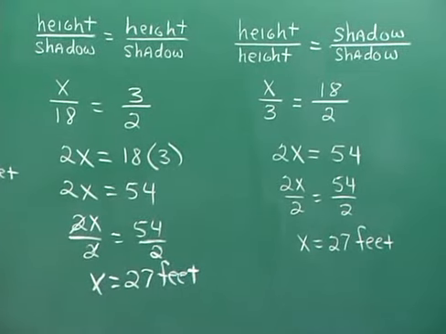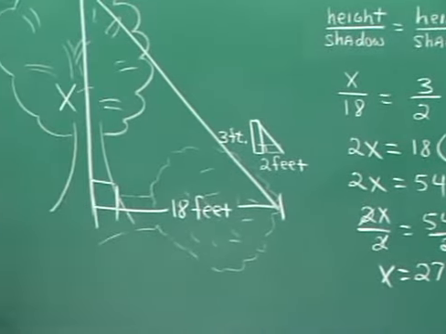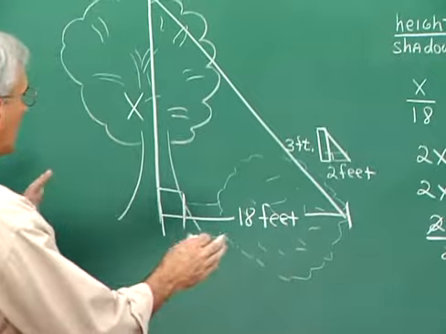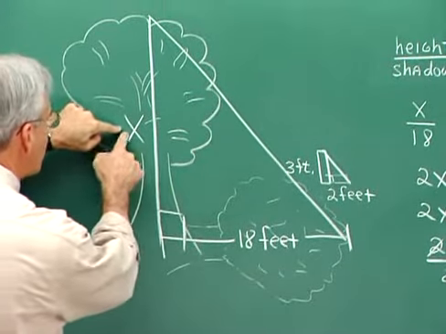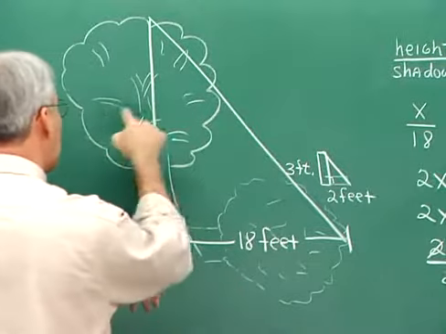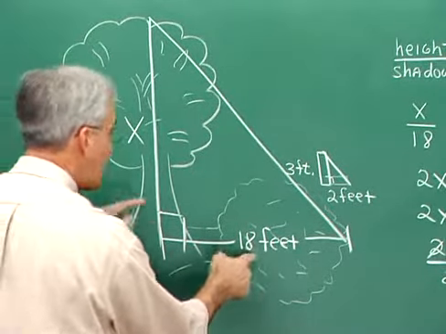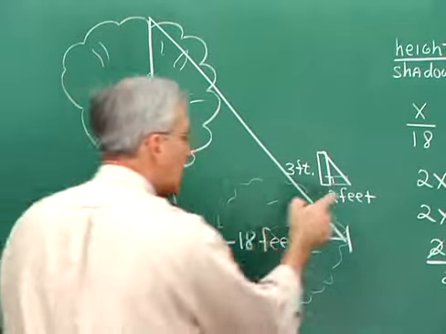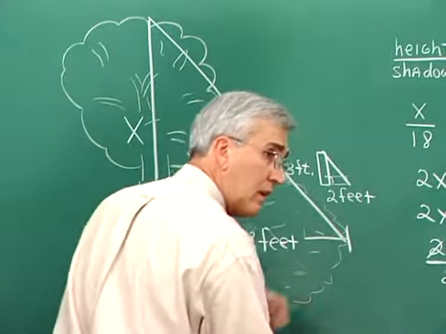Now, there's another way to set up the relationship between the two triangles. The first way that we said was height over shadow. Now, it could have been the other way around. It could have been shadow over height. But if we think shadow over height for the tree, we need to think shadow over height for the yardstick. All right, so that's the idea.